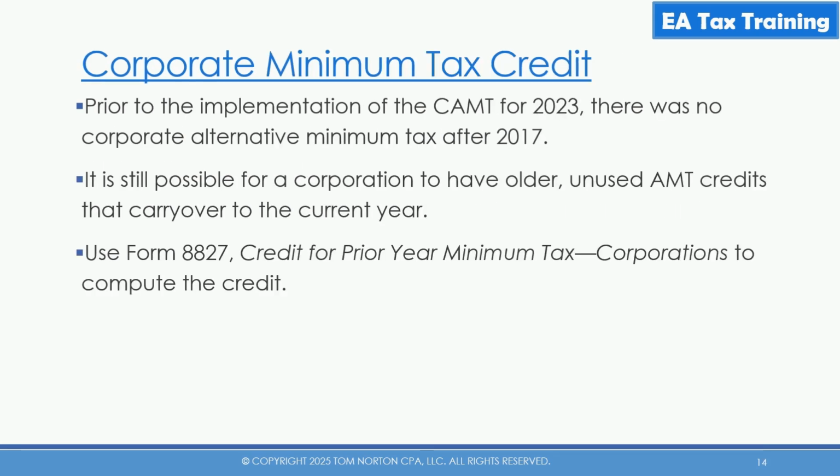Corporate minimum tax credit. So for several years before this 2023 corporate alternative minimum tax came into play, there was no corporate AMT. However, there was a corporate AMT in 2017 and before. So it is still possible for a corporation to have older unused AMT credits that carry over to the current year. And so they can use those, and those are filed on Form 8827. So you just want to know that it is possible to have this corporate minimum tax credit, and that would be from a year in 2017 or prior.